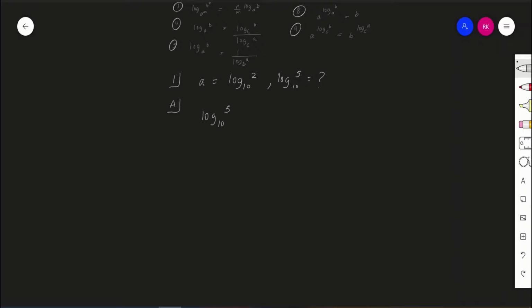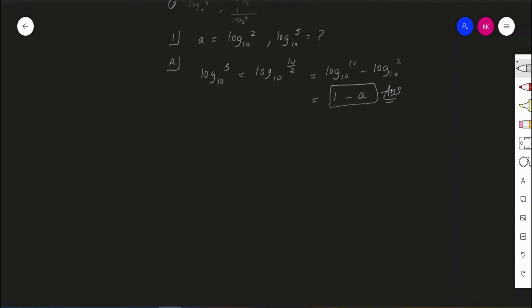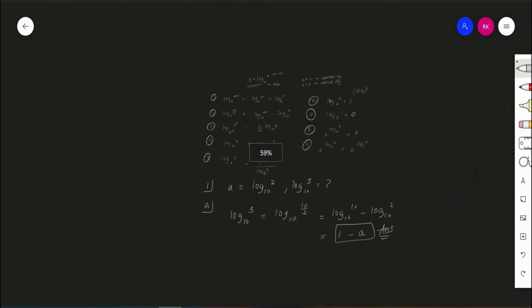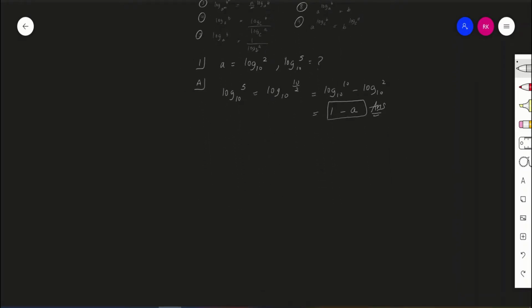What I can do is replace this 5 by 10 divided by 2. Fair enough. And I'm going to use the property above. This is going to return log 10 base 10 minus log 2 base 10, and this is 1 and this is a. So that's my answer. This is the first problem. Let's move on to the second one.